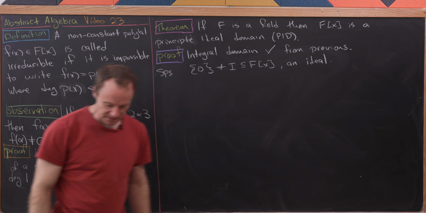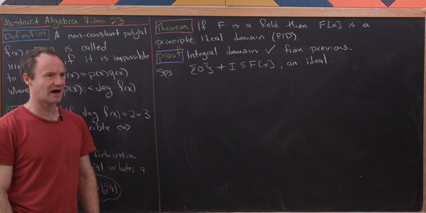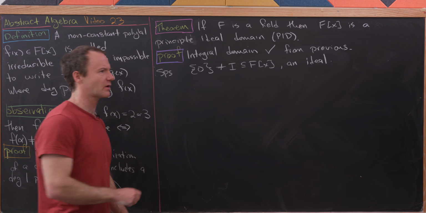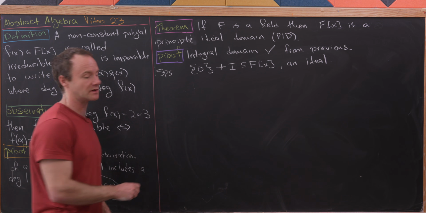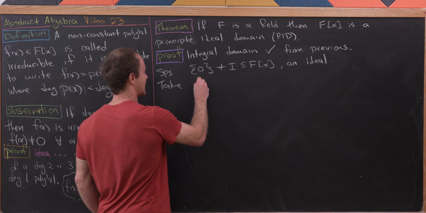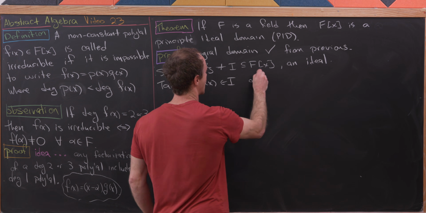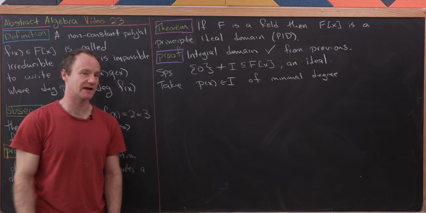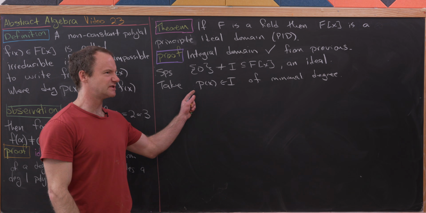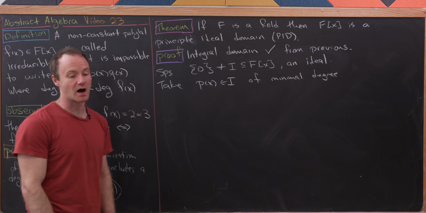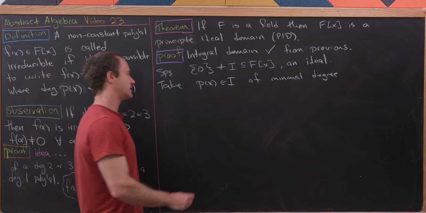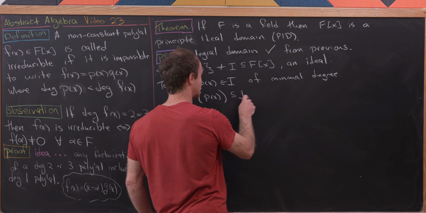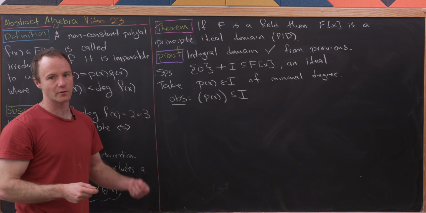Okay, nice. And now we've got to find something inside of I that would be a good choice for its generator. Okay, so what will that be? Well, I think probably a good choice would be the polynomial of minimal degree. So let's take P of X inside of I of minimal degree. Likely there's a ton of polynomials inside of I that have the same smallest degree, because you can change their leading coefficient. You could take the monic one if you wanted to, though. Okay, and so now let's observe that the principal ideal generated by P of X is definitely a subset of I, just by the way these things work.